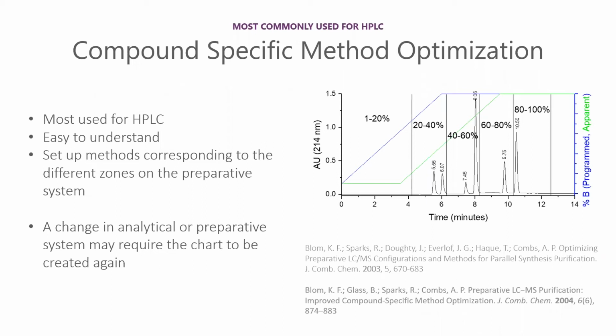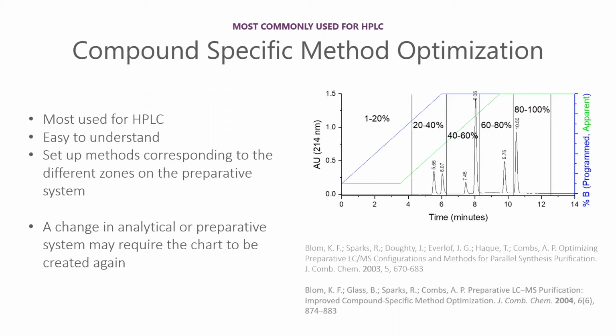Compound-specific method optimization is very commonly used. I see similar charts as shown in this slide in many labs, but for their prep HPLC. I tend to call it zones because the scouting gradient is divided into different zones. This is very easy to understand, but it takes a bit of time to create the zones and methods.